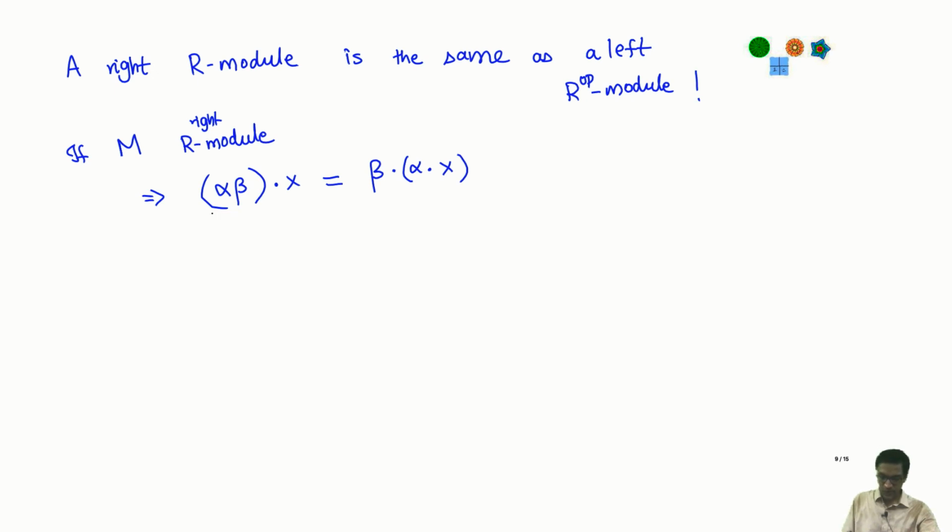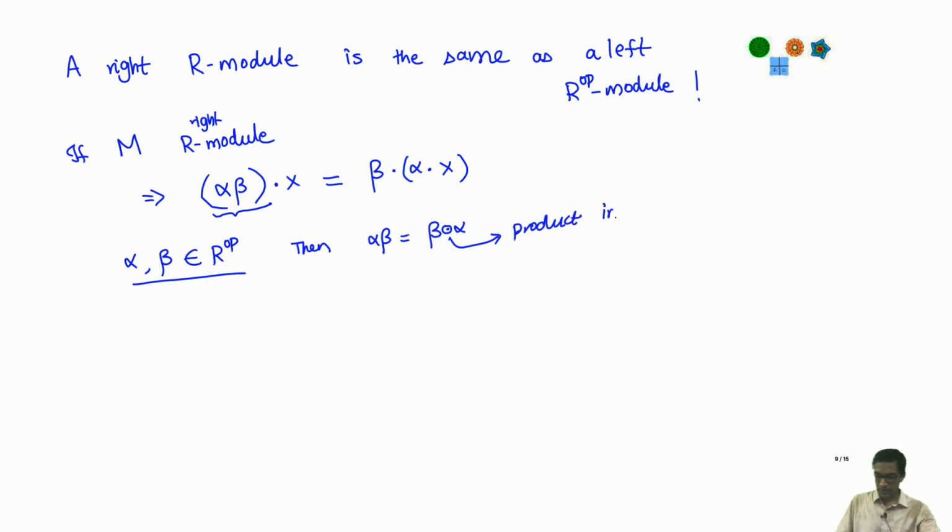But this product alpha beta that I have here is the product in the ring R. R and R op are really the same underlying set, so think of alpha and beta as elements coming from the opposite ring. Then observe that this product alpha beta is actually, in the opposite ring, the product of beta with alpha. So this is the product operation of R op.